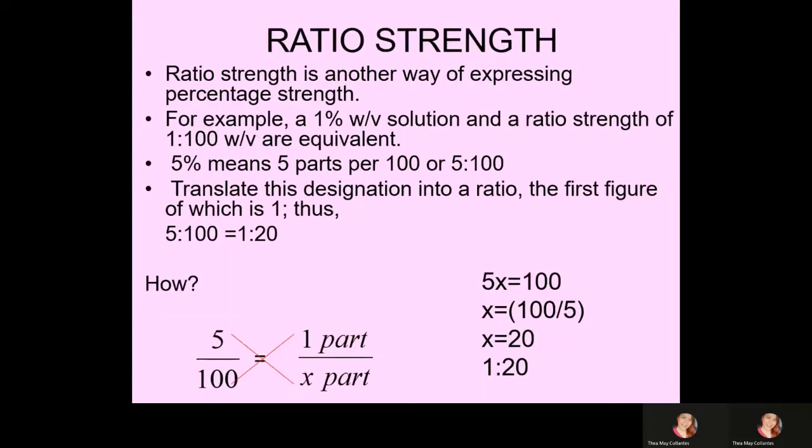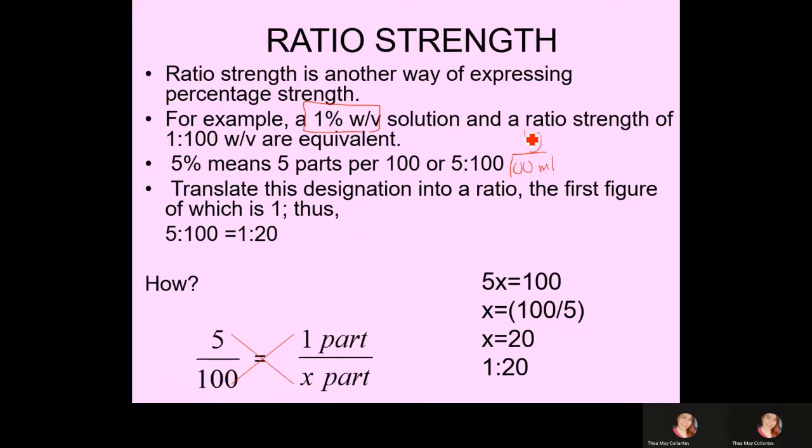Now, we'll proceed with your ratio strength. So, when we talk about ratio strength, guys, basically what we are talking about is just for you to get the least common denominator, or the simplest term of your fraction. So, for example, you have a 1% weight per volume solution. It means you have 1 gram of solute over 100 ml. So, this part or this writing is in its simplest term already.